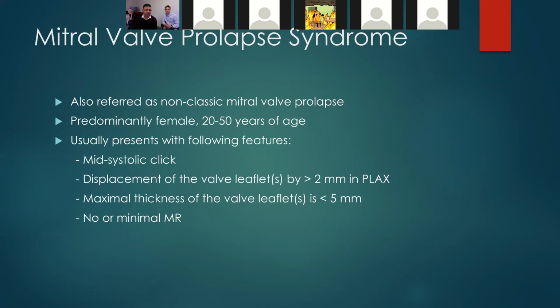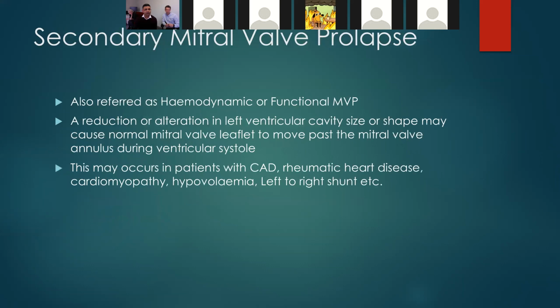Whereas MEP syndrome, also referred to as non-classic mitral valve prolapse, is mainly in young females, and typically they present with a mid-systolic click, a displacement of more than 2 millimeters, and thickening of the valve. MR could be present or absent. It's not necessary.